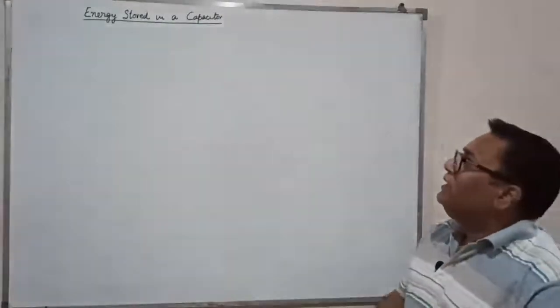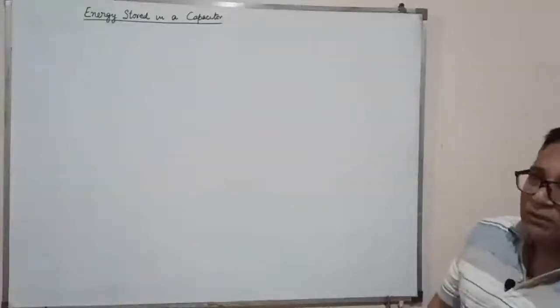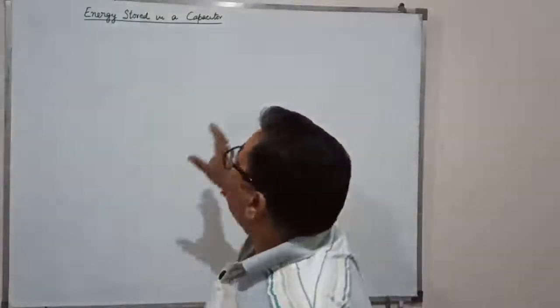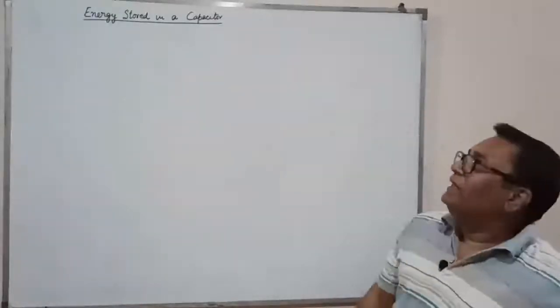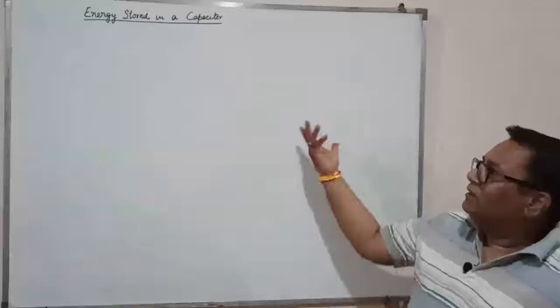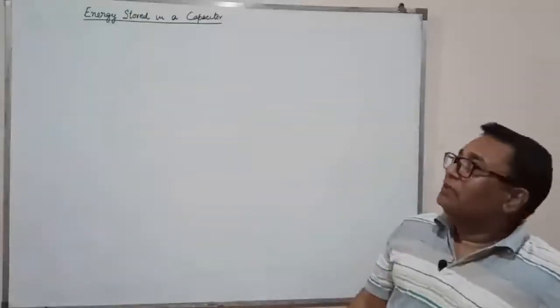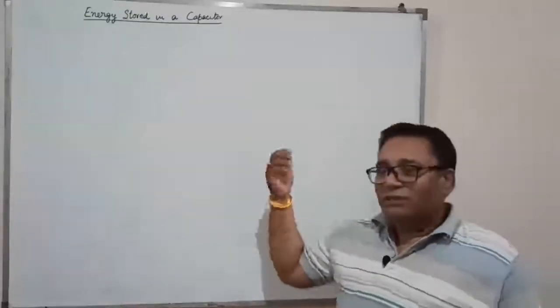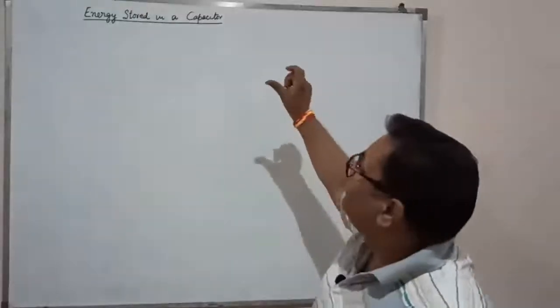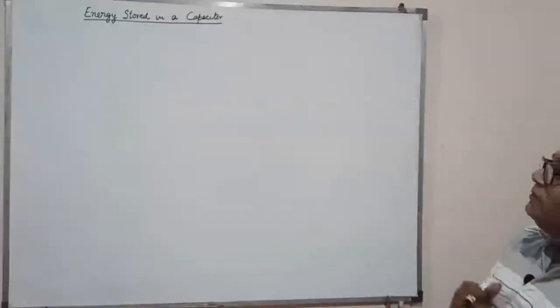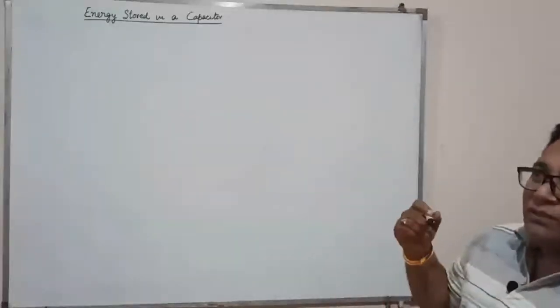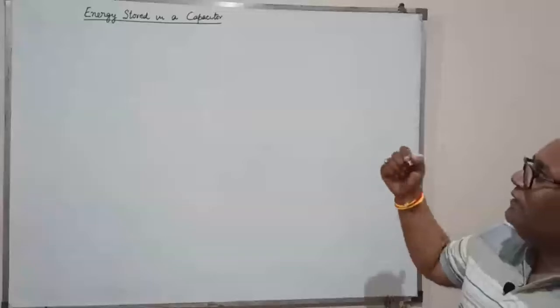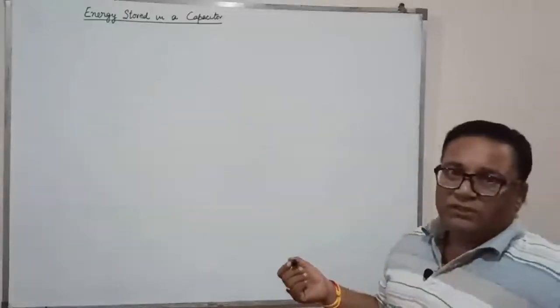Hello students, this is the first unit topic, energy stored in a capacitor. You well know that a capacitor means the device which can store electrical energy. Then how do we calculate the expression for it in this topic? Clear? Energy stored in the capacitor means the charge accumulated on the plates of the capacitor.